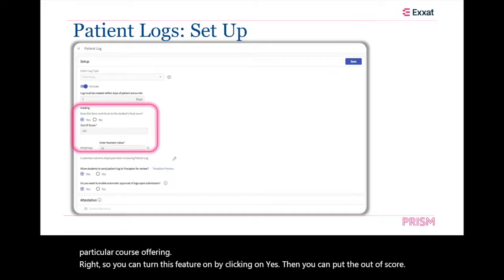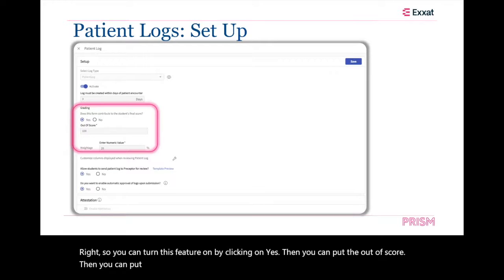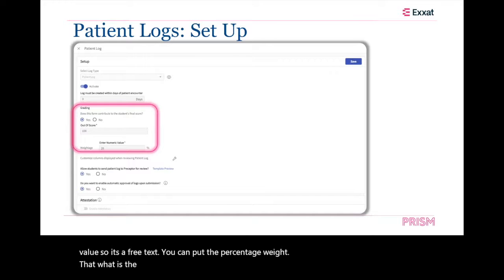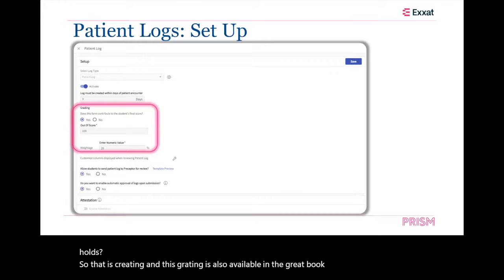Then you can put the percentage weight. You see the weightage and then the enter numerical value. So it's a free text. You can put the percentage weight, that is, what percentage of the total scoring of the course offering the patient log holds. So that is grading. And this grading is also available in the grade book that we have in that course.